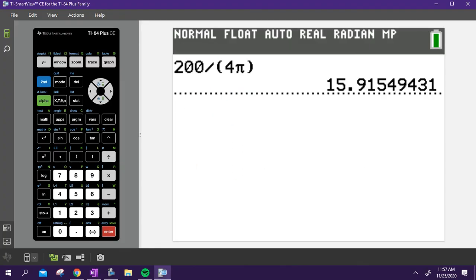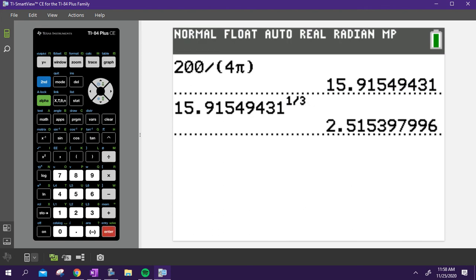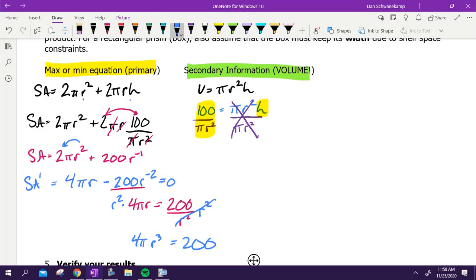So to get rid of r cubed, to get rid of the cube, I need to cube root it. So you can do that however you'd like. I do that by taking that answer and raising it to the 1/3 power. That's the same thing as cube root. It's just easier to type in. That is my radius. My radius is 2.515, which is great. I've got my radius, but I also need my height.